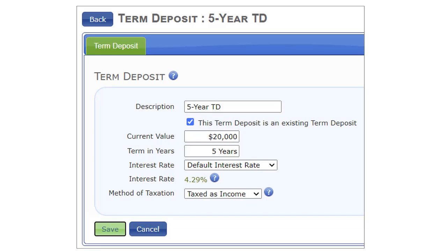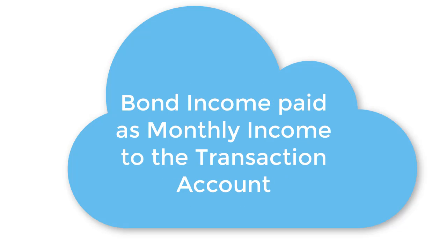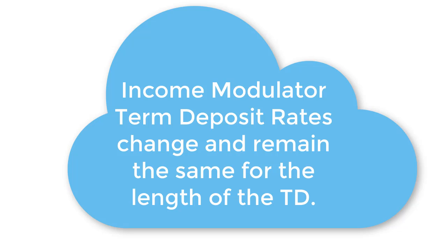There are some differences between the term deposit and bond accounts. These are: term deposit income is paid at the end of the year to the transaction account. Bond income, twice yearly coupon payment, is allocated to the monthly income section of the transaction account. When the income modulator is activated, the interest rates for bonds do not change. When the income modulator is activated, the interest rate for term deposits will change to that of the first year of the TD and will remain at that same rate for the length of the time.